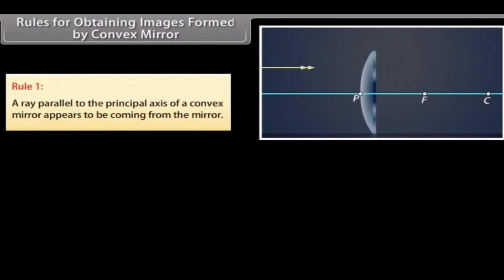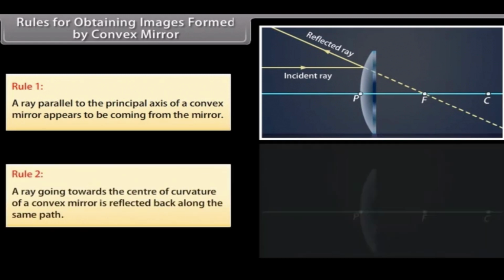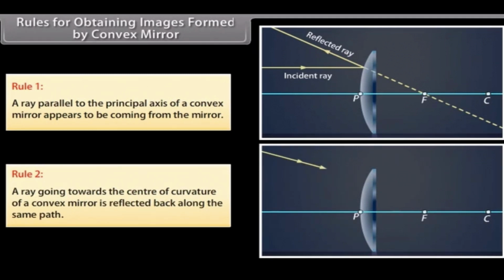Rules for obtaining images formed by convex mirror. Rule 1. A ray parallel to the principal axis of a convex mirror appears to be coming from the mirror. Rule 2. A ray going towards the center of curvature of a convex mirror is reflected back along the same path.